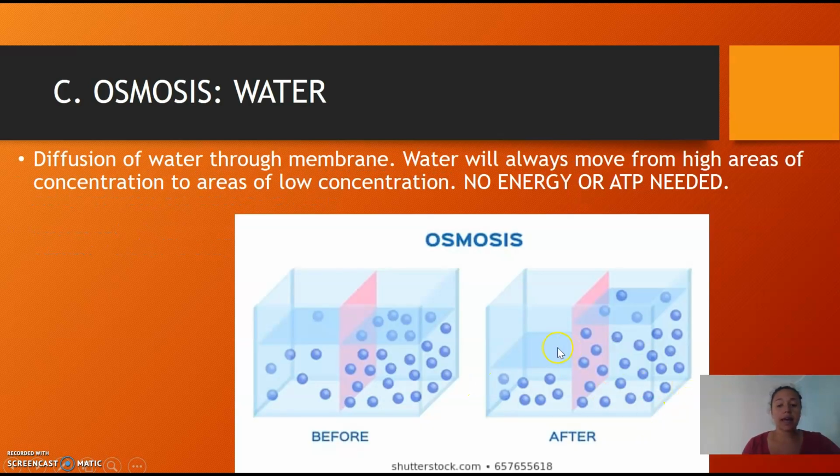So naturally, your water is going to go from high concentration to low. And I know it's not higher in volume, right? There's not more when it comes to volume, but because there's less solutes, that gives you more water. It's going to go from high to low, and it's going to move through the membrane. And as you can see now, you have less water on this side because it went from high to low. Again, no energy or ATP is needed.